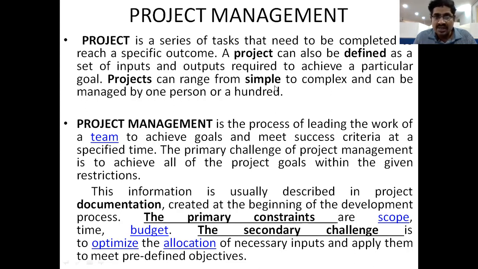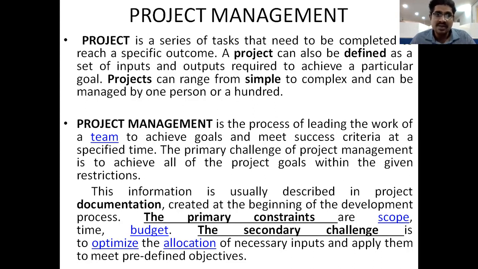Projects can range from simple to complex and can be managed by one person or hundreds of persons. So these projects can range from simple to complex. Some projects may be simple or smaller. Some projects may be larger or complex. So based upon the company's capacity, the companies will tender or quote for the projects. Simply, these projects are also known as tenders or contracts.